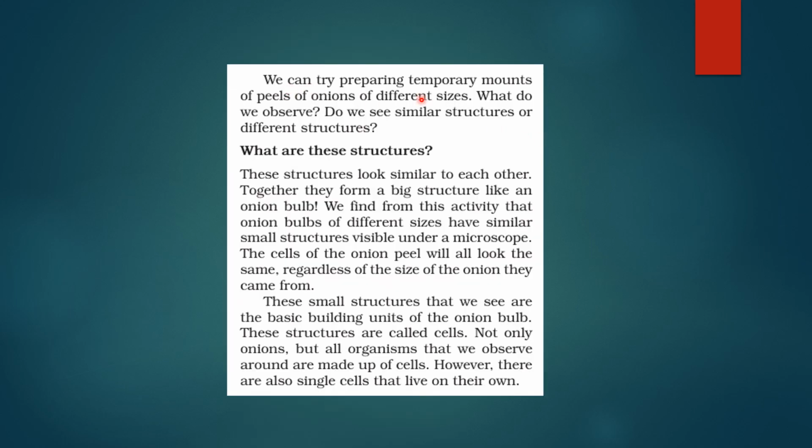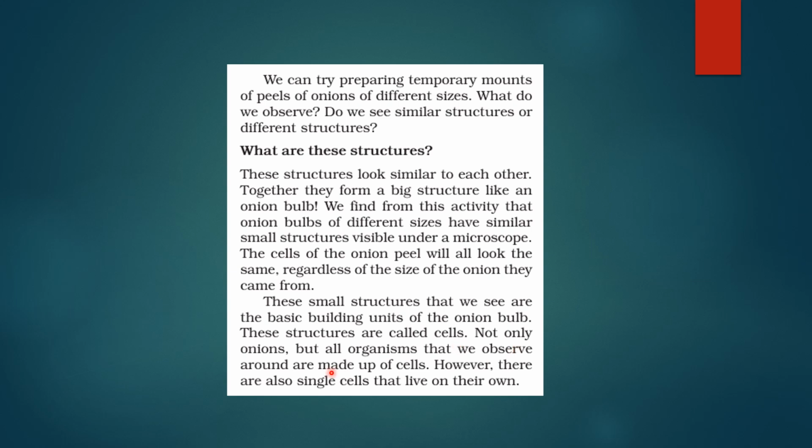So we can try preparing temporary mounts of peels of onions of different sizes. What do you observe? Do you see similar structures or different structures? And what are these structures? These structures will look similar to each other. Together they form a big structure like an onion bulb. We find from this activity that onion bulbs of different sizes have similar small structures visible under a microscope. The cells of the onion peel will all look the same regardless of the size of the onion they came from. These small structures that we see are the basic building units of the onion bulb, and these structures are referred to as cells.